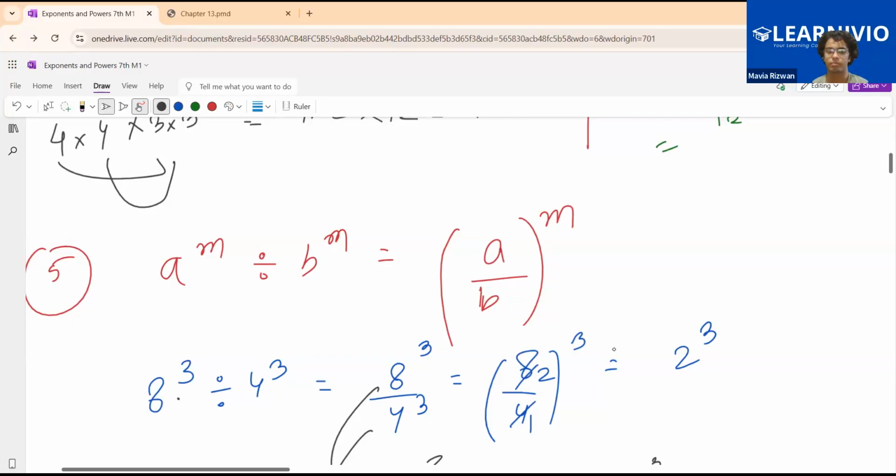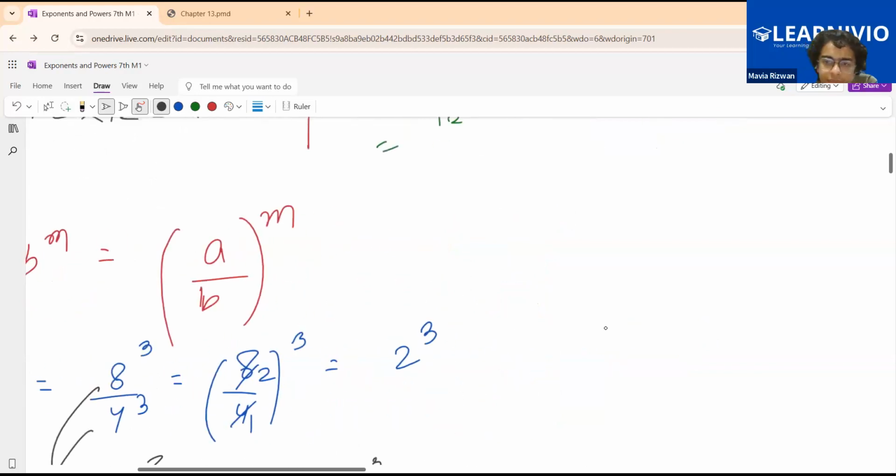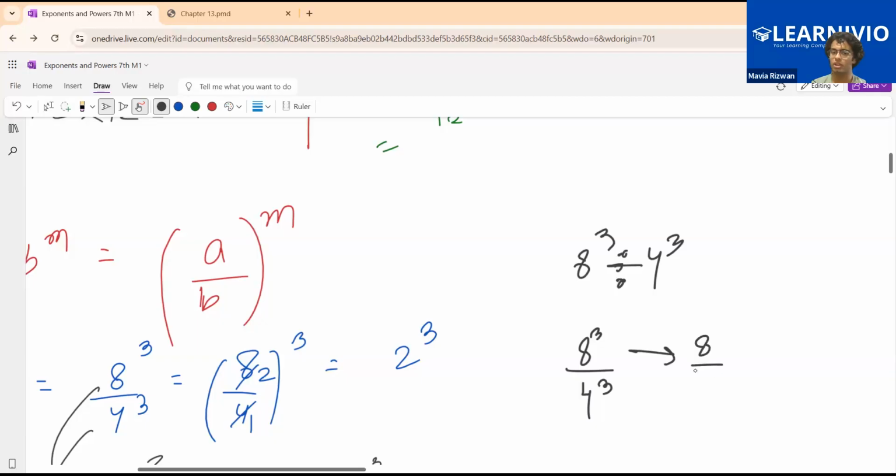Okay, I'll explain again. 8 raised to the power 3 divided by 4 raised to the power 3. We can write this as 8 raised to the power 3 divided by 4 raised to the power 3, right? Yes, sir. Now take the power as common. So 8 by 4, take the power as common. So eventually it will be 4 ones and 4 twos, so 2 raised to the power 3.